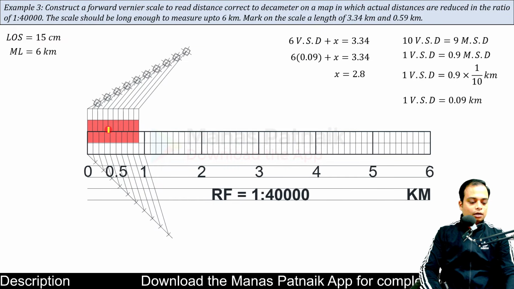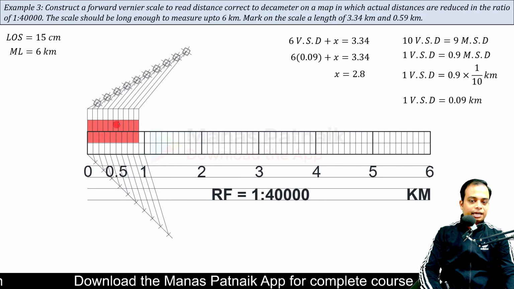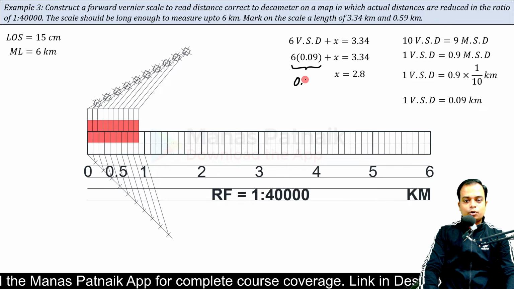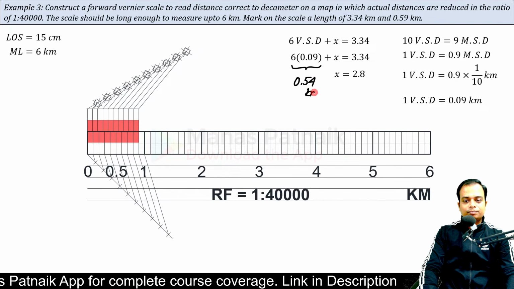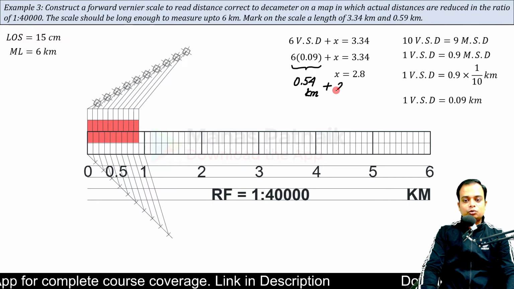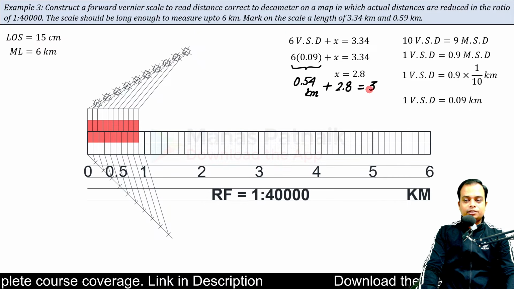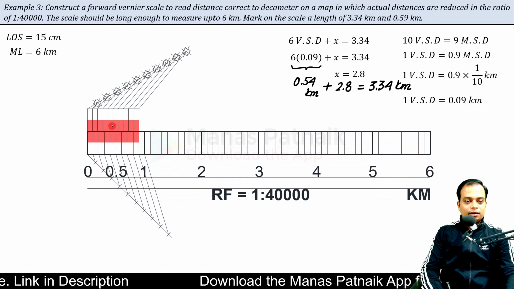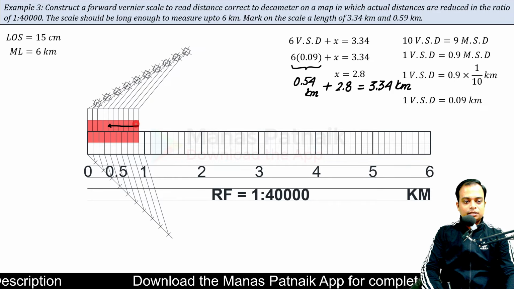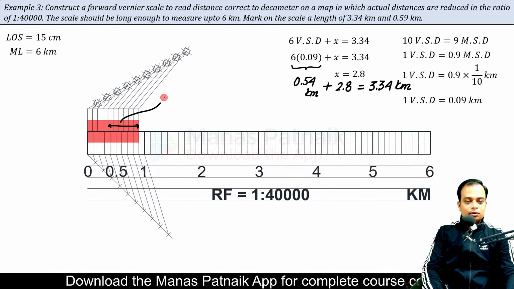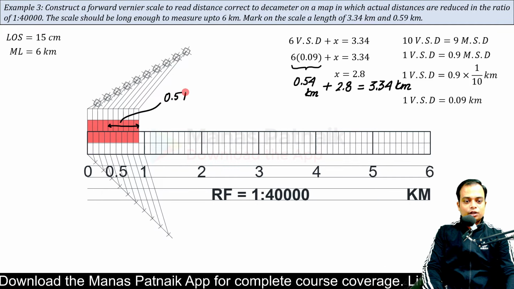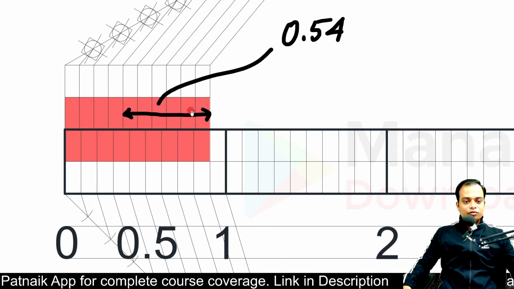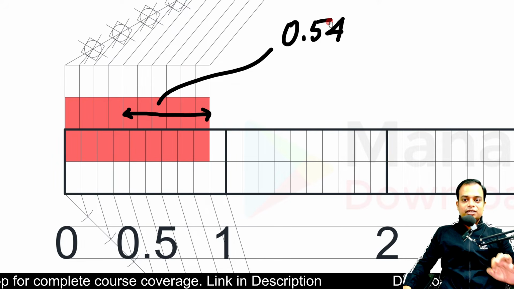Now watch. How many vernier scale divisions? Sir, 6. If you watch, this 6 into 0.09 translates to 0.54 of a kilometer. Plus x is 2.8. The sum is equal to 3.34 kilometers. Very well. So take a look. This is equivalent to 0.54 kilometer. But how? If you just make a count, 1, 2, 3, 4, 5, 6. 6 vernier scale divisions is equal to 0.54 kilometer.